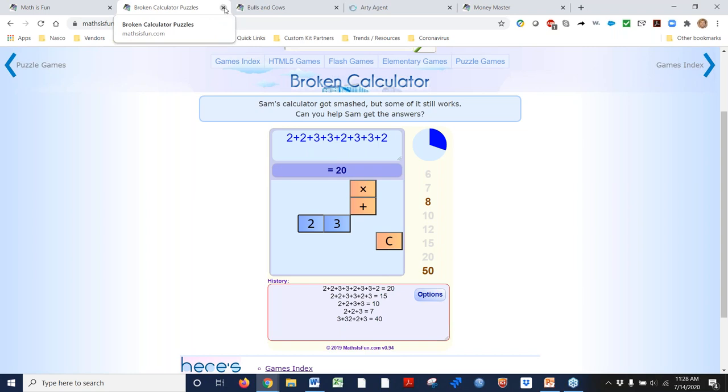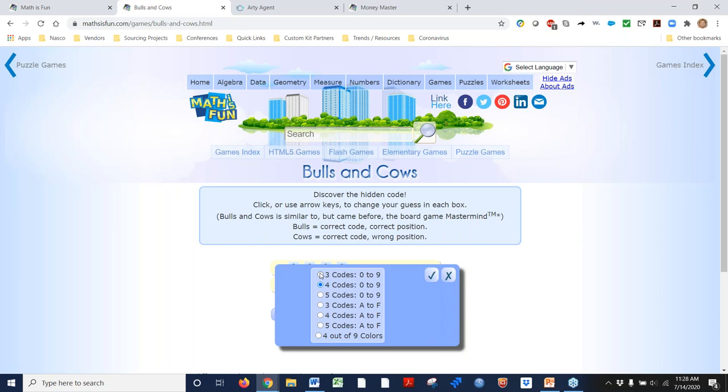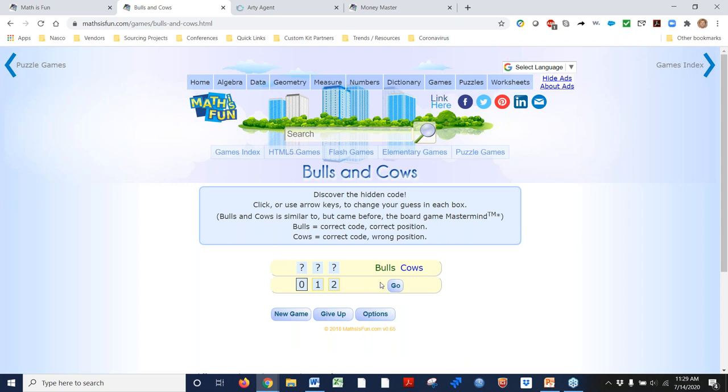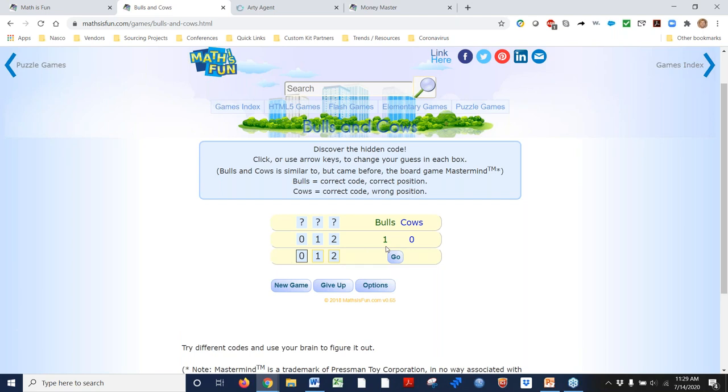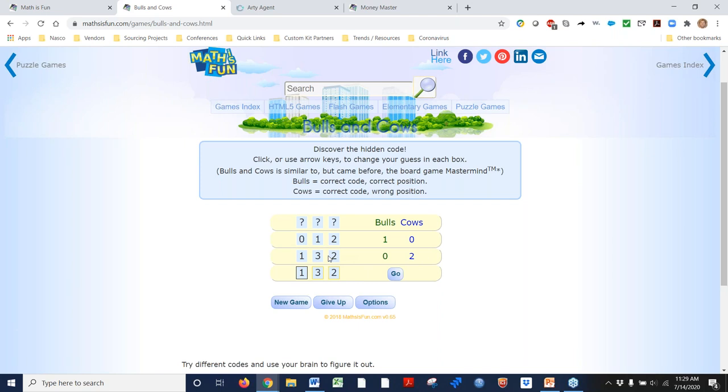Bulls and Cows. This is a fun activity that came up before Mastermind, but it's on that same principle. So right here, bulls are true, cows are false. So if I had numbers here, 1, 2, and 3, if we say go, we know 1 is true. So if I change this to 1, I change this to 3, you can't have repeated numbers. We now know that 2 are false. So we know that this wasn't correct to begin with. It was one of the 0 or the 1 that we needed to be able to use to be able to go.